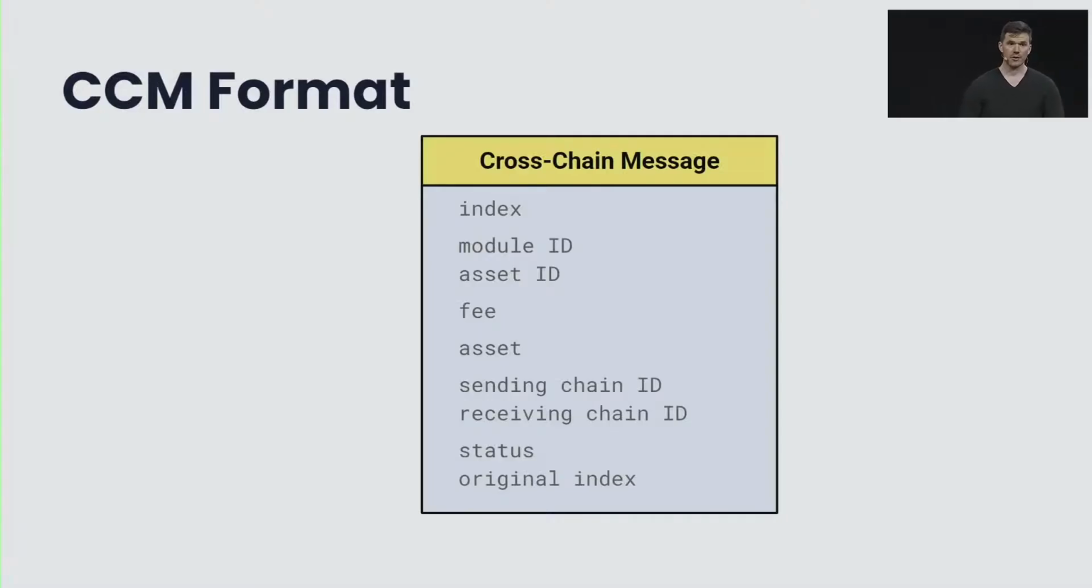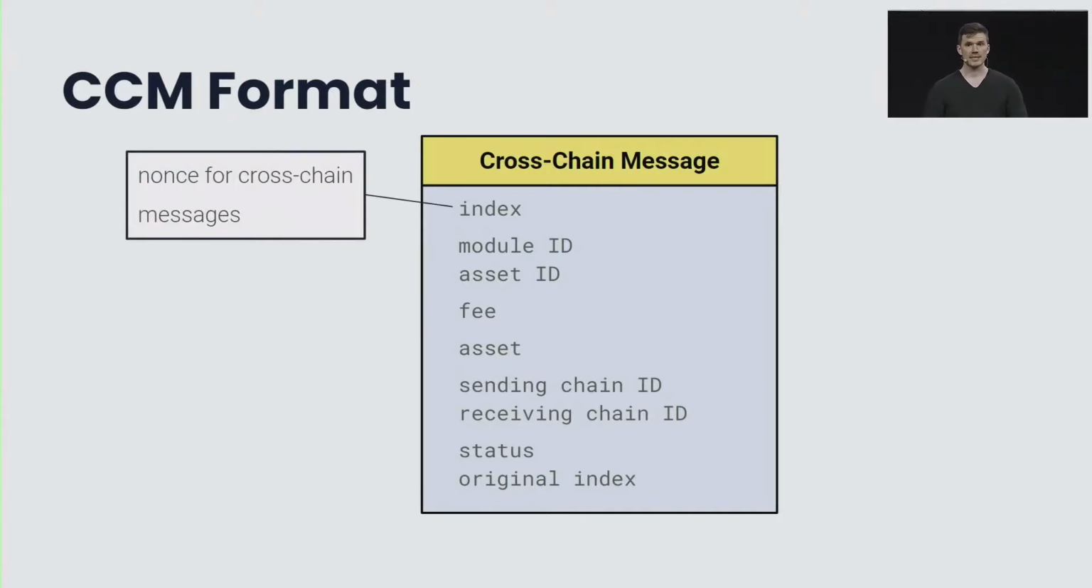Okay, let's start with the format of the cross-chain message. In essence, a cross-chain message is a piece of information which is supposed to trigger a state transition on the receiving chain. And in that regard, it's very similar to a transaction. And if you're familiar with Lisk transactions, this will be familiar to you.